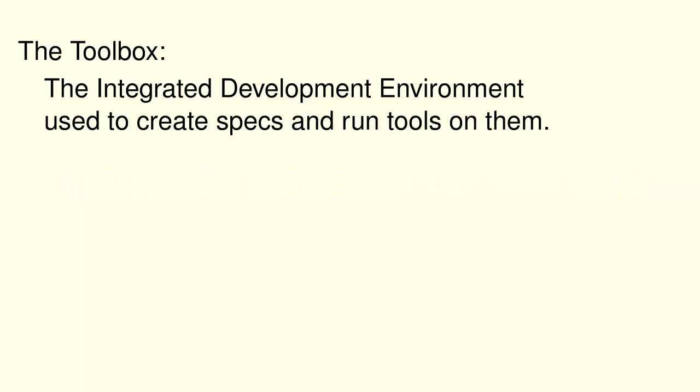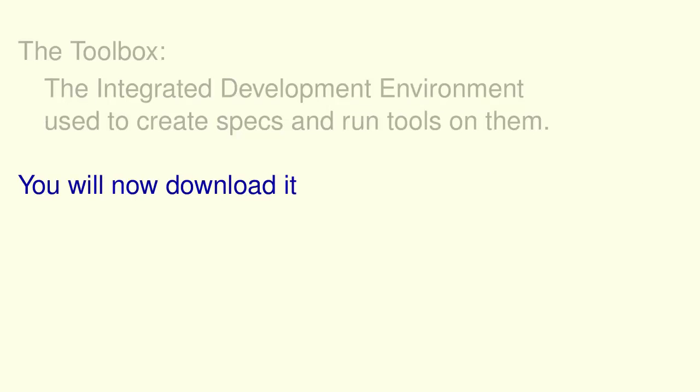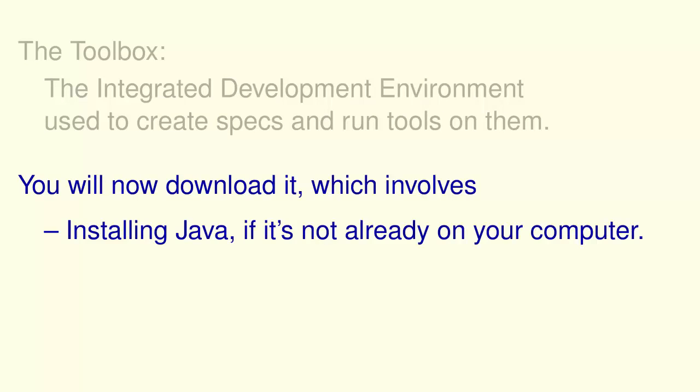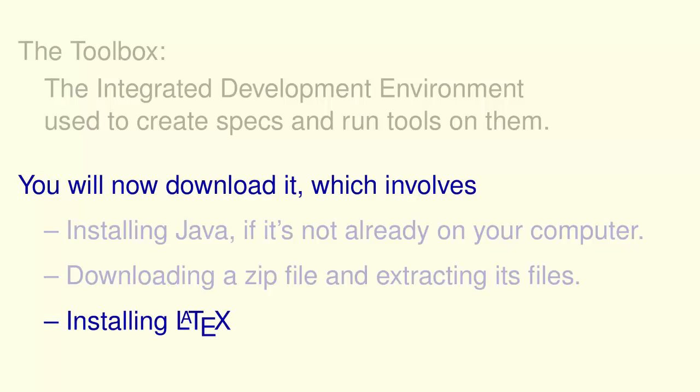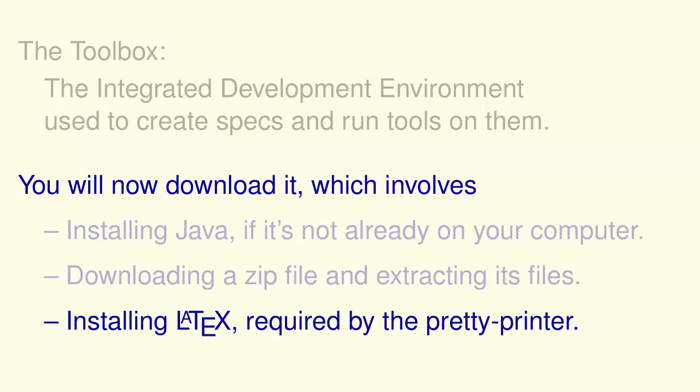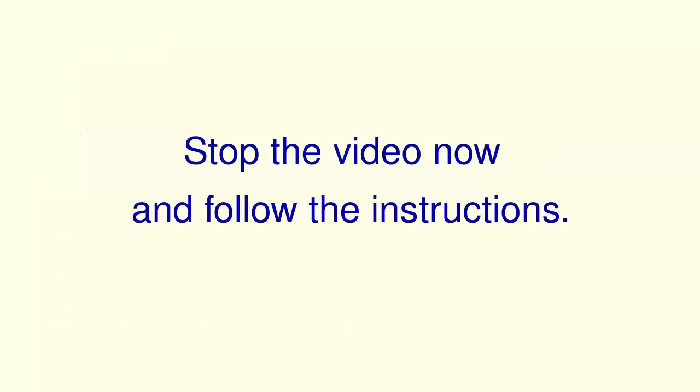Downloading the Toolbox. The Toolbox is the integrated development environment used to create specs and run tools on them. You will now download it, which involves installing Java if it's not already on your computer, downloading a zip file and extracting its files, installing LaTeX, or LaTeX if you prefer, which is required by the Pretty Printer. Stop the video now and follow the instructions.